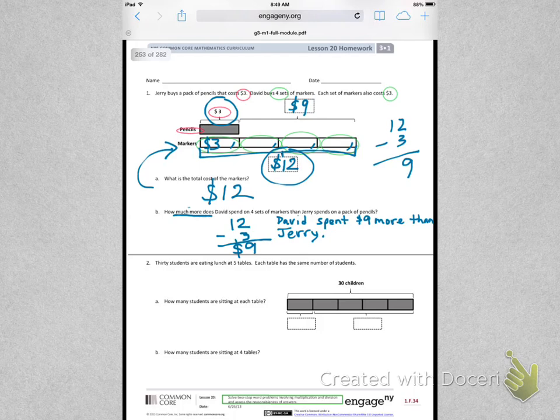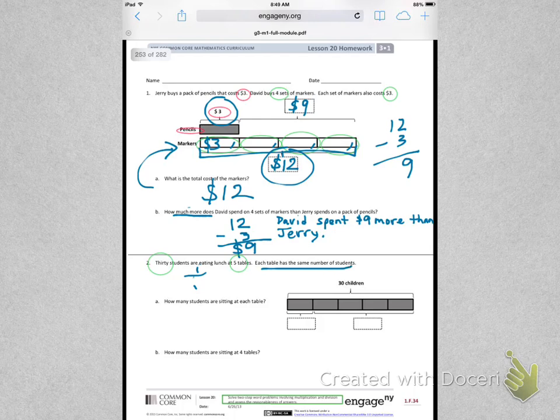Number 2. 30 students are eating lunch at 5 tables. Each table has the same number of students. 5 tables and 30 students. I have a large number and I need to break them into smaller groups. That tells me that I'm going to be using division. Each table has the same number of students. That's another hint that we're doing division.